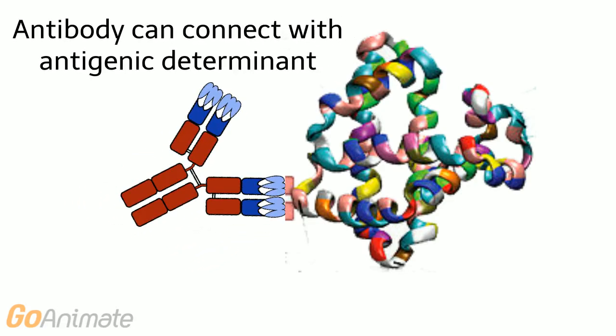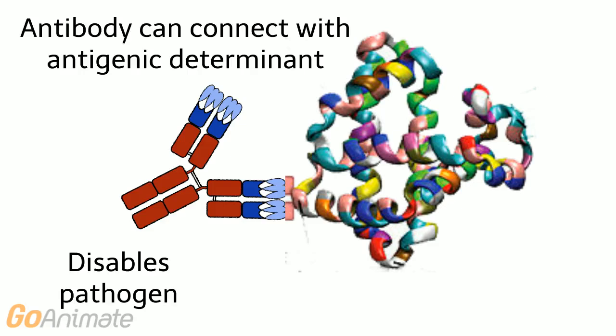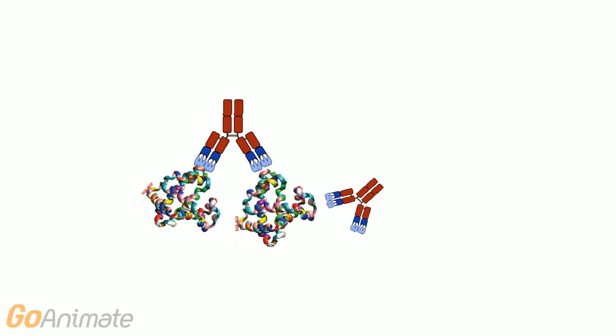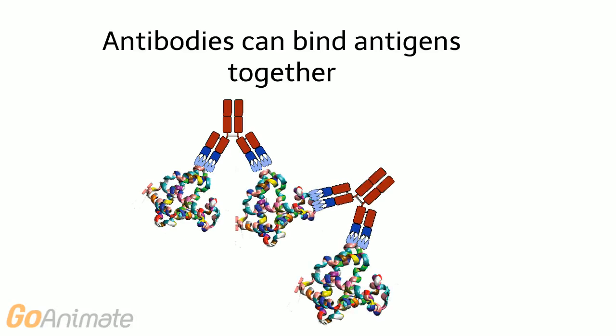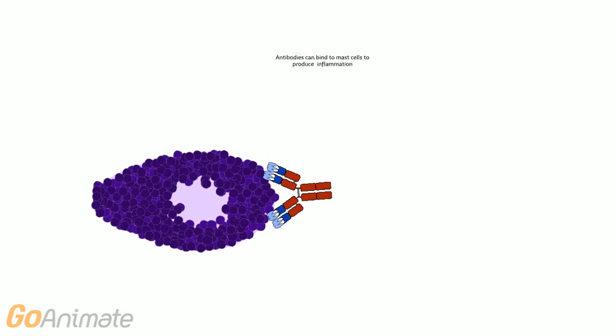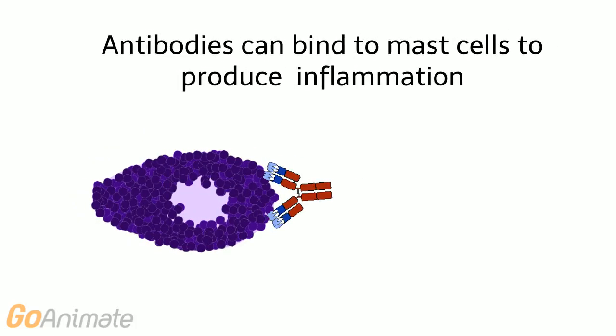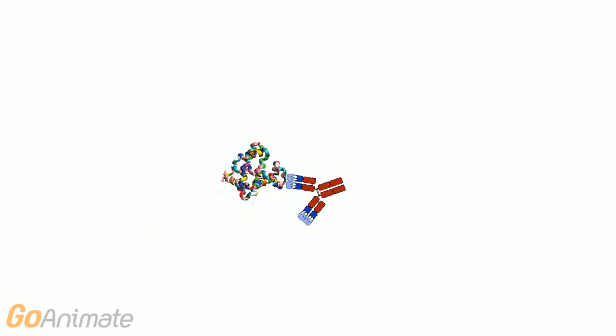Antibodies can connect to antigens and disable them. Antibodies can bind to antigens together. Antibodies can connect to mast cells, promoting the release of substances that cause inflammation. Antibodies bound to antigens can stimulate phagocytosis.